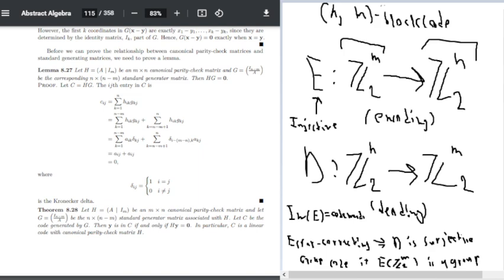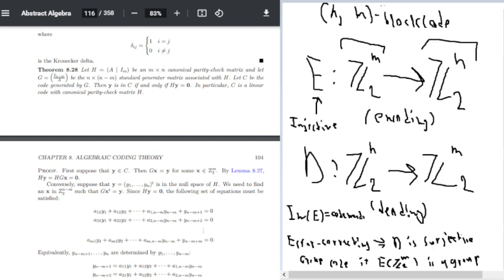Theorem 8.28. Let H = [A | Im] be an m × n canonical parity check matrix, and let G = [I(n-m) over A] be the n × (n-m) standard generator matrix associated with H. Let C be the code generated by G. Then y is in C if and only if, so a converse, Hy = 0. In particular, C is a linear code with canonical parity check matrix H.